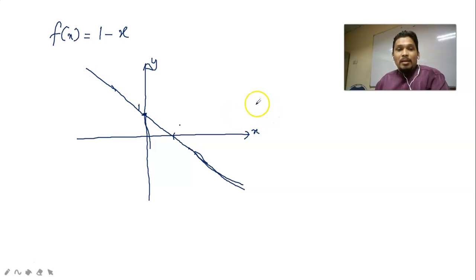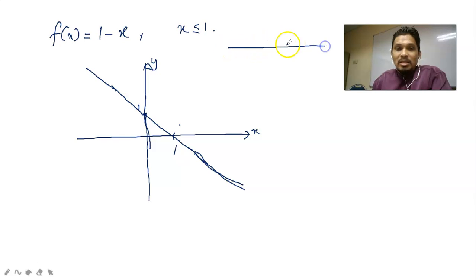Okay, this is the graph of 1 minus x when the values of x are all real numbers, either negative or positive. Okay, but then when we limit the values of x according to the question, it is for x less than or equal to 1. So when x is less than or equal to 1, just imagine this number line, the 1 here, so the value of x is less than or equal to 1. Okay, so it starts here from x less than or equal to 1.